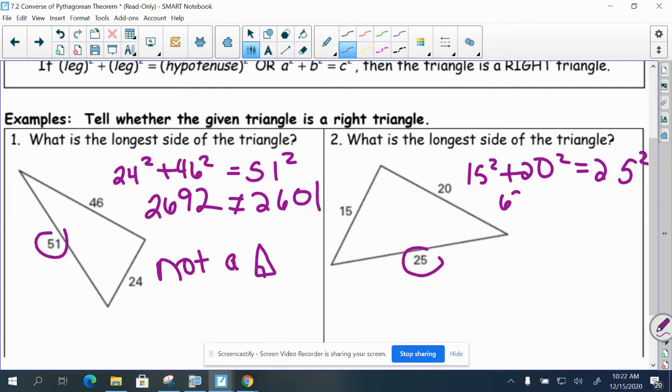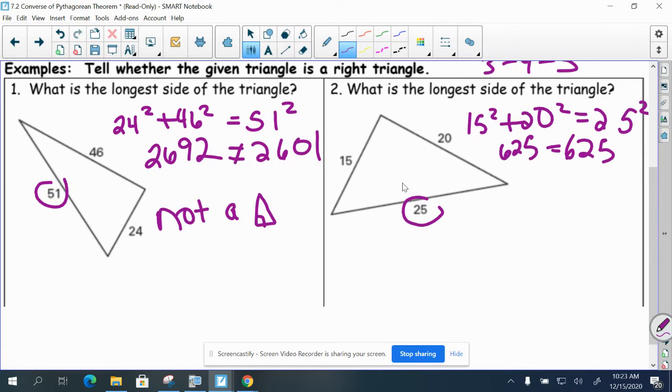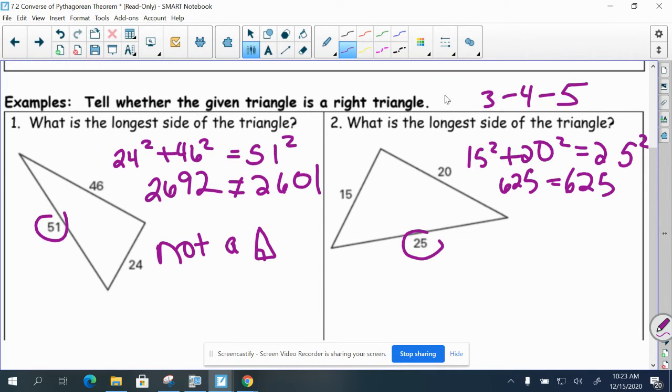You might have noticed that 15, 20, and 25 are multiples of the 3, 4, 5 Pythagorean triple, because if you multiplied each of these numbers by 5, you would get this. So 15, 20, and 25 are actually one of your Pythagorean triples, since it's a multiple of the original Pythagorean triple. So that's another thing you could use to determine this. You could say yes, because these are Pythagorean triples.